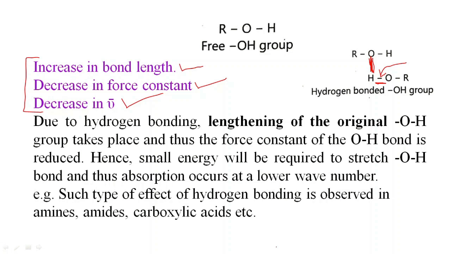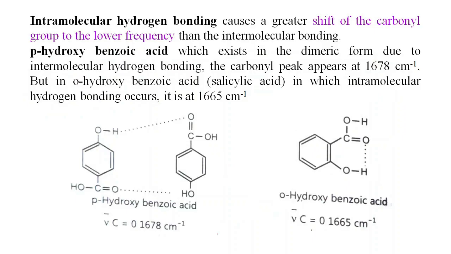Such types of effects of hydrogen bonding may be observed in amines, amides, carboxylic acids. So intramolecular hydrogen bonding causes a greater shift of carbonyl group to lower frequency than the intermolecular bonding.